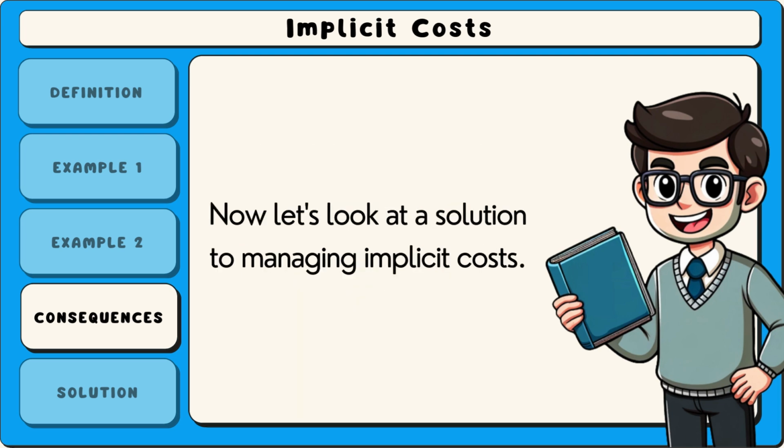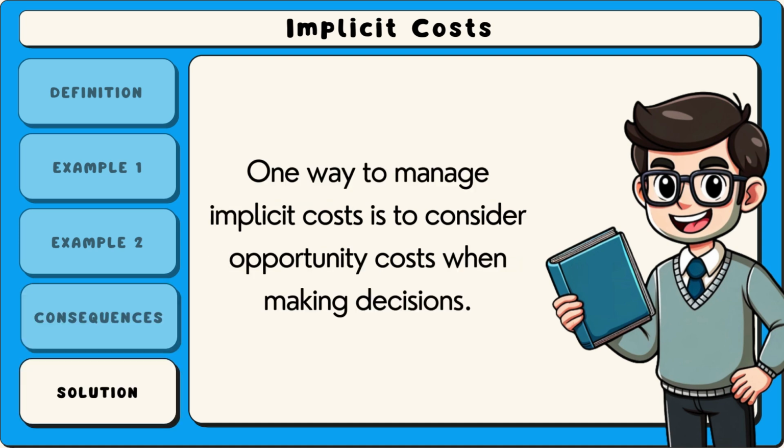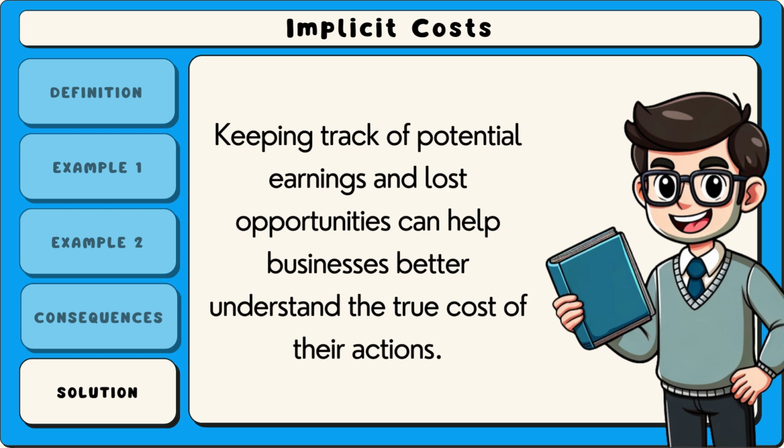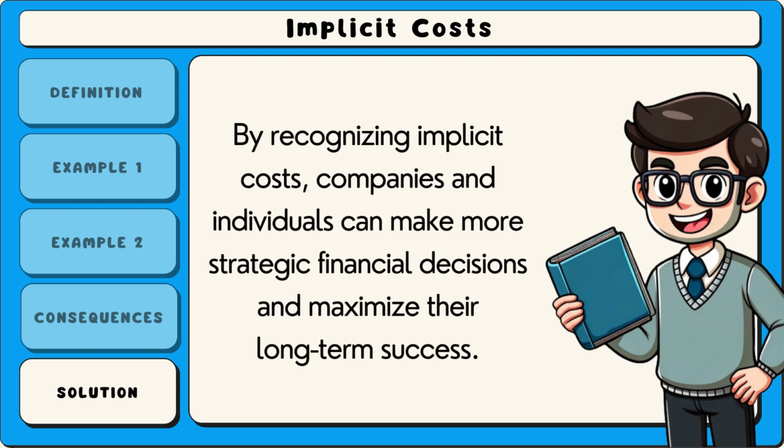Now let's look at a solution to managing implicit costs. One way to manage implicit costs is to consider opportunity costs when making decisions. Business owners and individuals should evaluate all possible alternatives before committing to a choice, weighing the benefits of different options to ensure they are making the most profitable decision. Keeping track of potential earnings and lost opportunities can help businesses better understand the true cost of their actions. By recognizing implicit costs, companies and individuals can make more strategic financial decisions and maximize their long-term success.